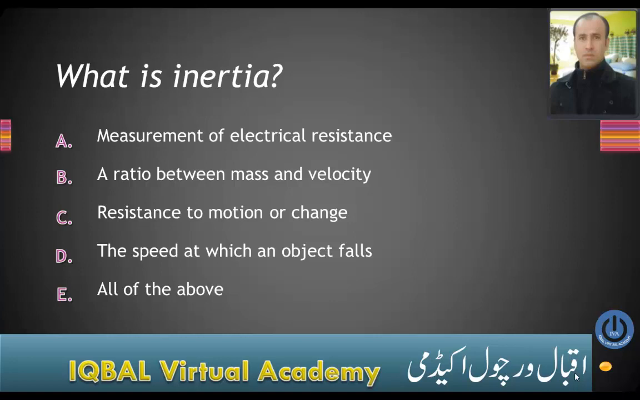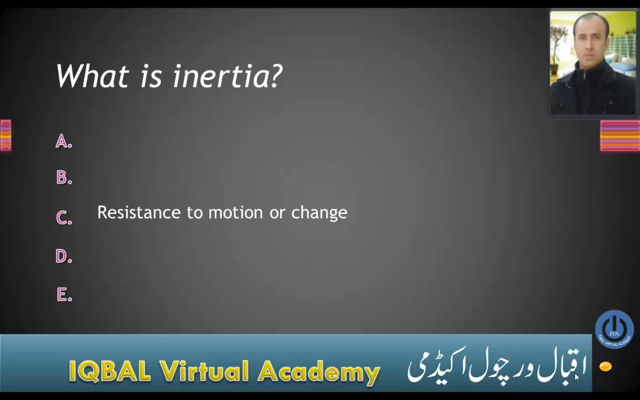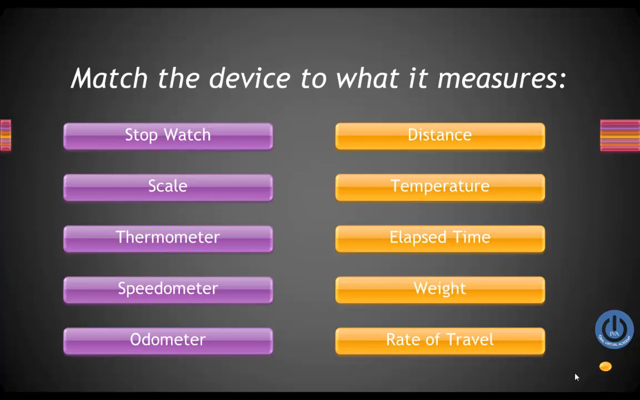So what is inertia? Is it a measurement of electrical resistance, or a ratio between mass and velocity, or resistance to motion or change, or the speed at which an object falls, or is it all of them? So the answer is resistance to motion or change. That's inertia, right?